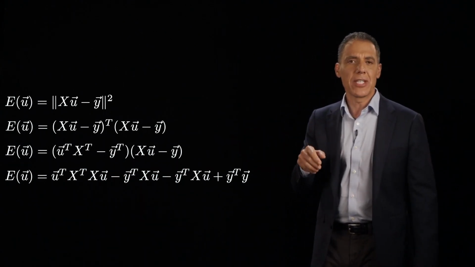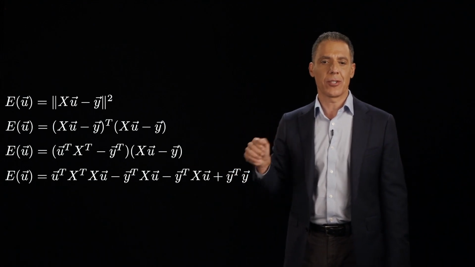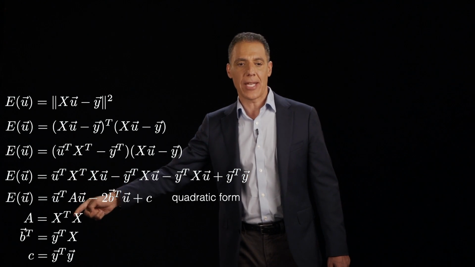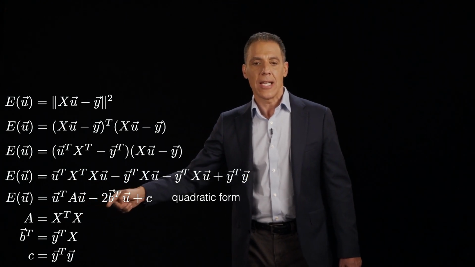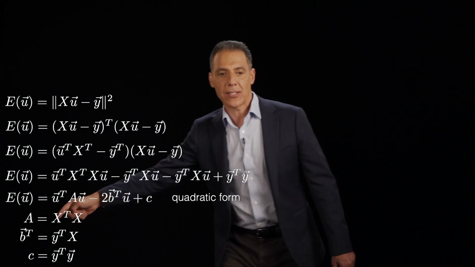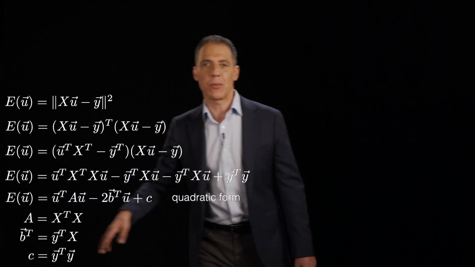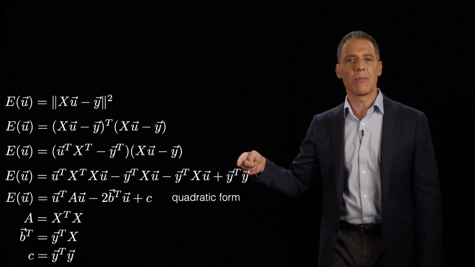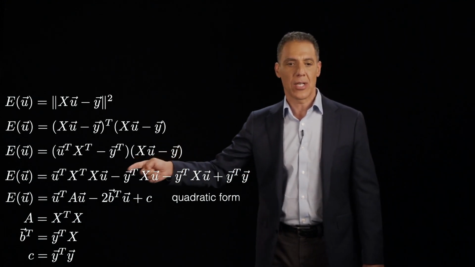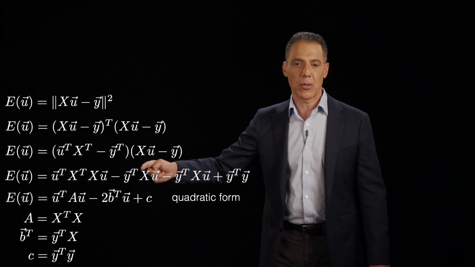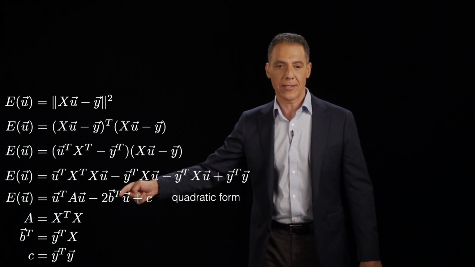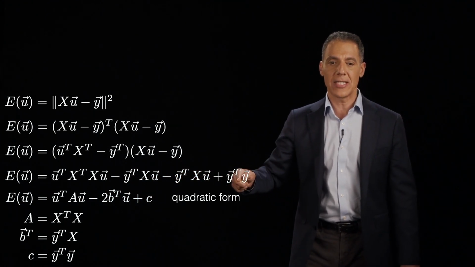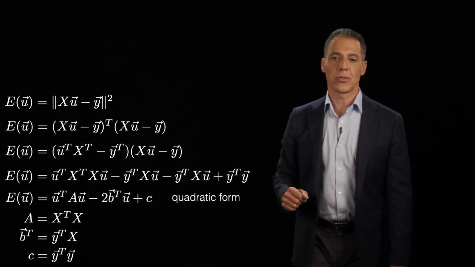Let me bundle up some of these terms and do some variable substitutions to simplify this equation. Let me call X transpose X the matrix A. So A is just X transpose X. Let me call y transpose X B transpose. Notice the transpose there. I've done that because later on I'm going to transpose that vector and I want to lug around a B instead of a B transpose. So B transpose is y transpose X times u, that's that thing right there. There's the 2 because I have the two terms, plus some constant c, which is just y transpose y.